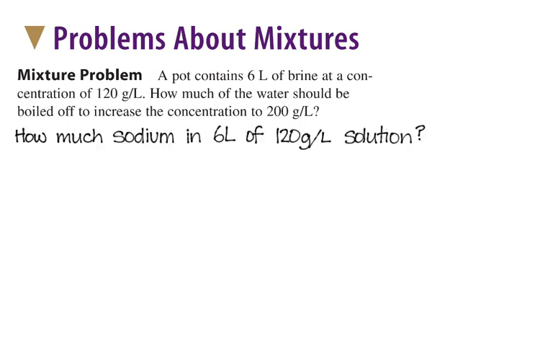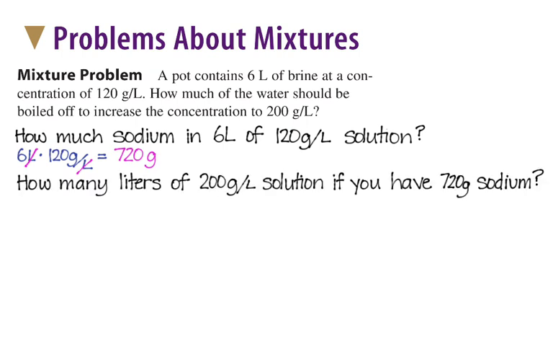All right, so let's write this down. How much sodium is in 6 liters of 120 grams per liter? Well, 6 liters times 120 grams per liter means we have 720 grams of sodium. How many liters of 200 grams per liter solution to have 720 grams?